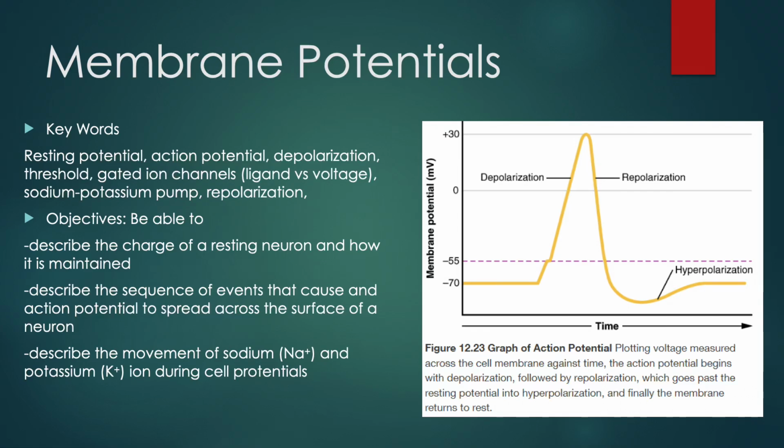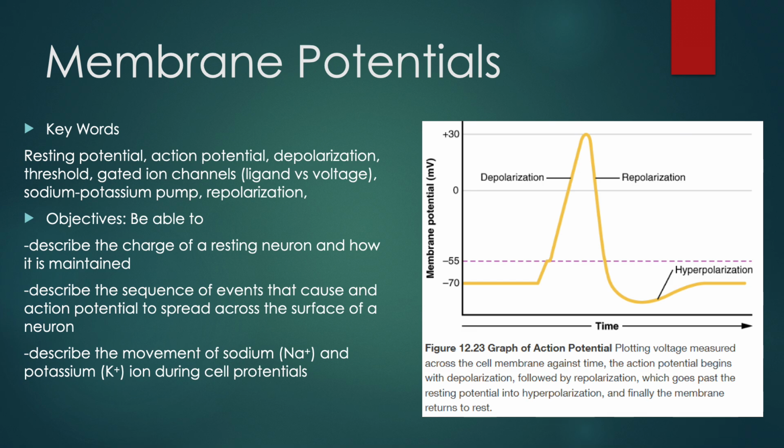All right, we're moving into the part of chapter 12 that talks about how neurons function. So we're going to talk about membrane potentials. These are the changes in charge that occur at the membrane of the neuron that allow them to send a message very, very quickly. These include the resting potential and the action potential.